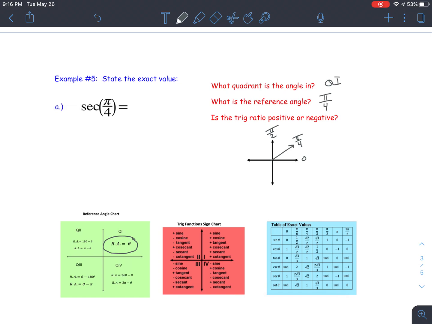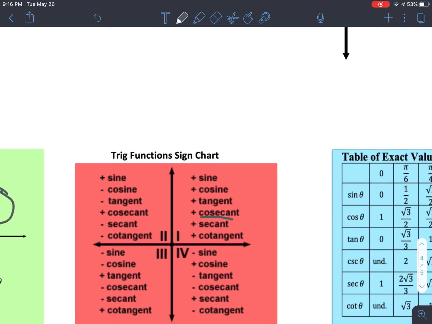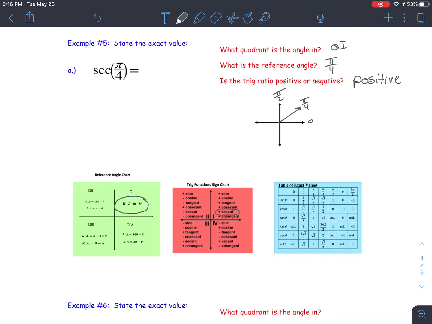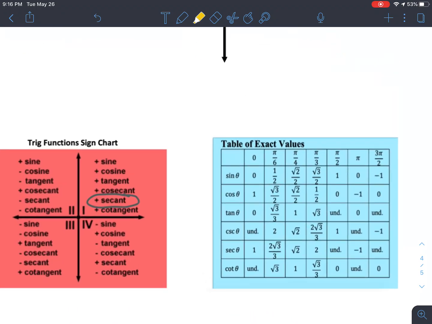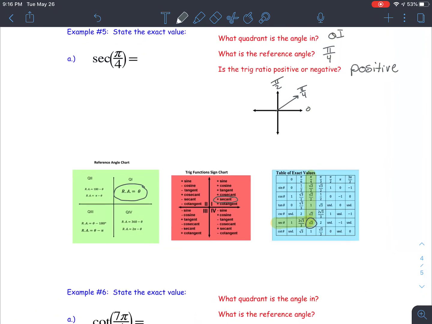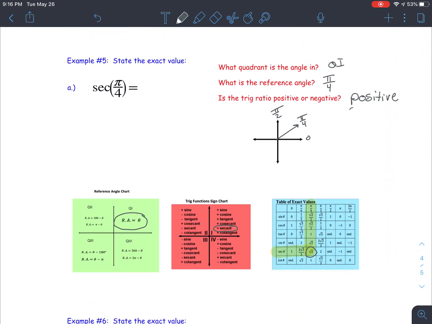Is the trig ratio positive or negative? In the first quadrant, secant is positive. So I'm going to be positive. So now I'll go to my exact value chart. We want secant of pi over 4. Secant pi over 4, my answer is going to be radical 2. Since I'm in the first quadrant, means my answer is positive, so I just get radical 2 as an answer.